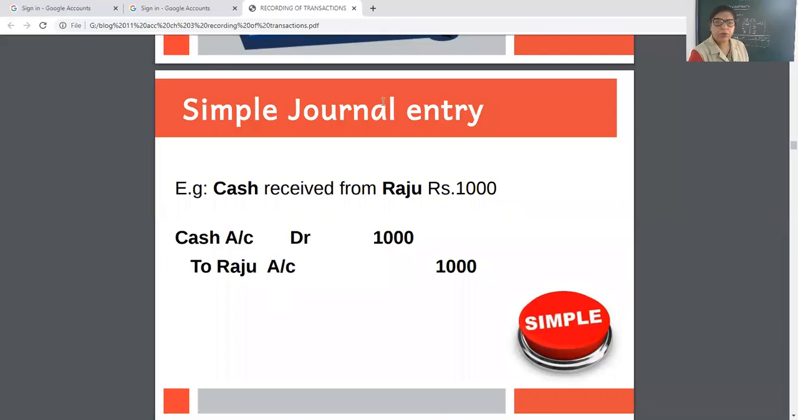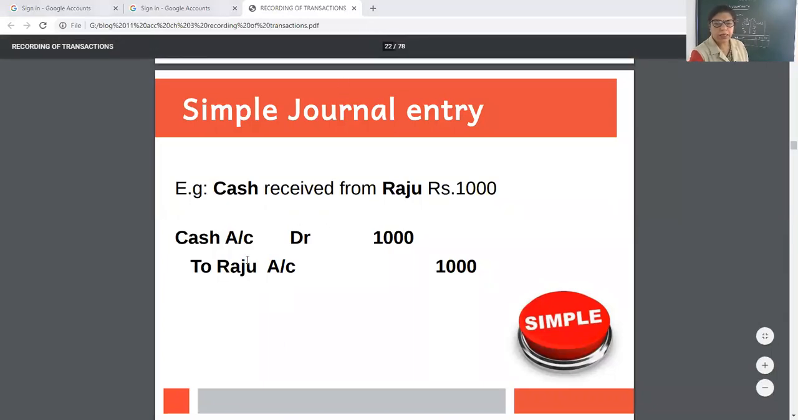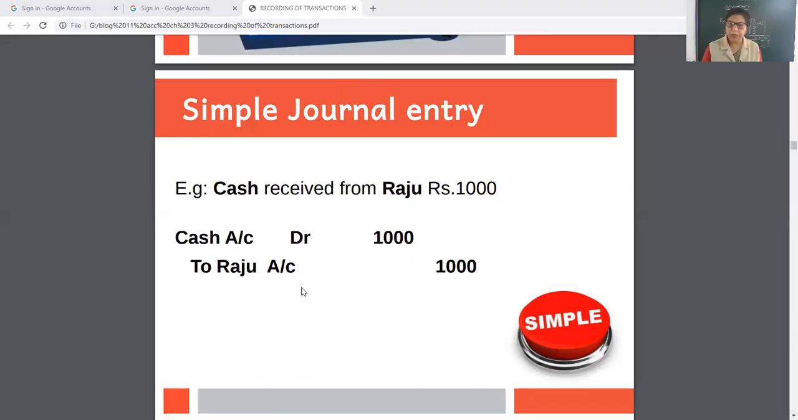One more thing. In a personal account, you can put apostrophe S, Raju's account. So note down the first general entry. Then I'll explain how to fill it in the format. Cash received from Raju, 1,000. Cash account debit to Raju's account, 1,000. A simple general entry.